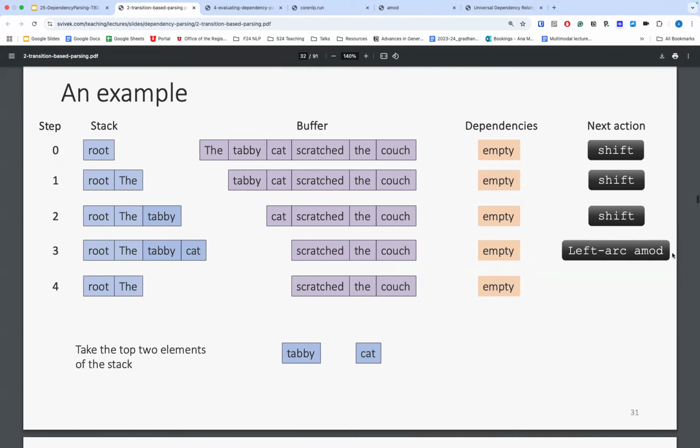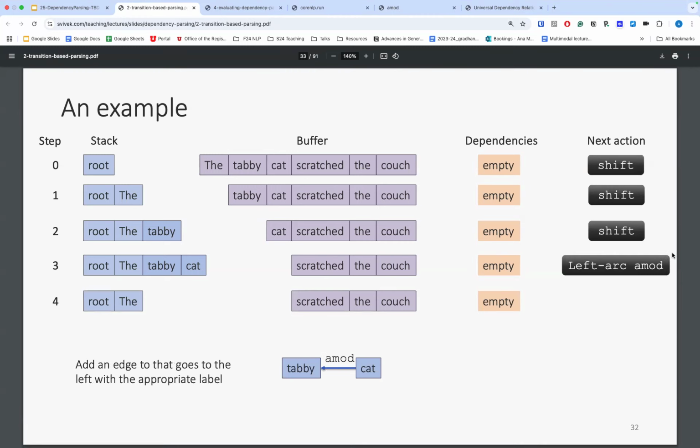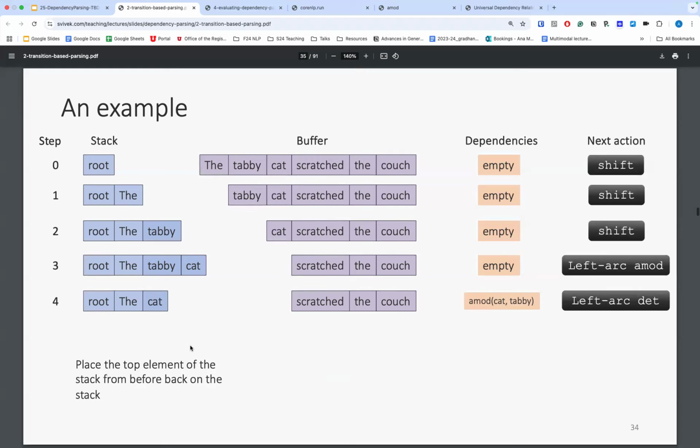Let me just check something. Okay, so this is just illustrating what we have just described. We have taken cat and tabby. We decided this is an amod operation. And now, importantly, we have recorded this operation, right? And what is going to then be placed back on the stack? It will be the head, which is cat. That's right. So cat is going to be moved back to the stack because it can serve as the head again.